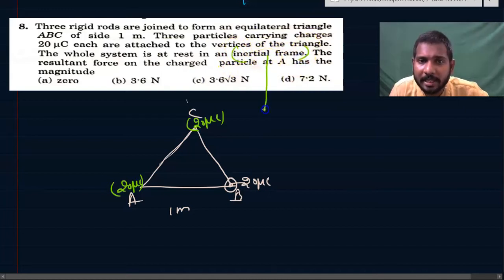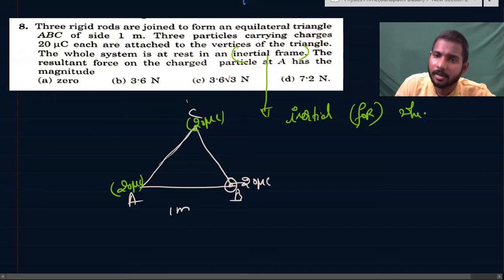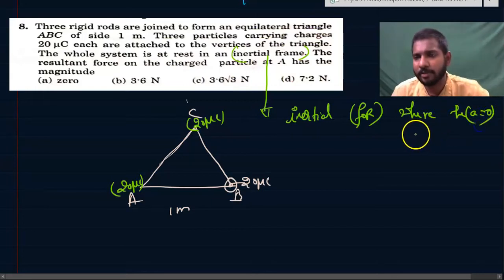What do you mean by inertial frame? An inertial frame is that frame of reference where the acceleration is equal to 0. Either it is going with uniform velocity or is at rest. So if you are sitting in an inertial frame and observing, that frame is not at all accelerating.